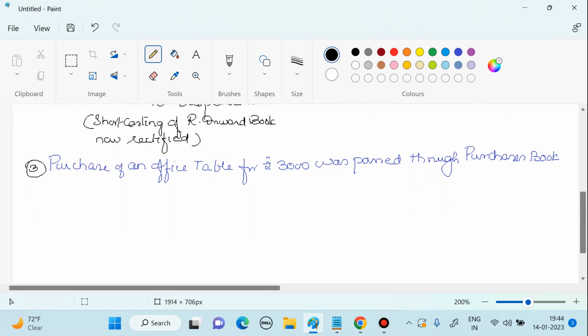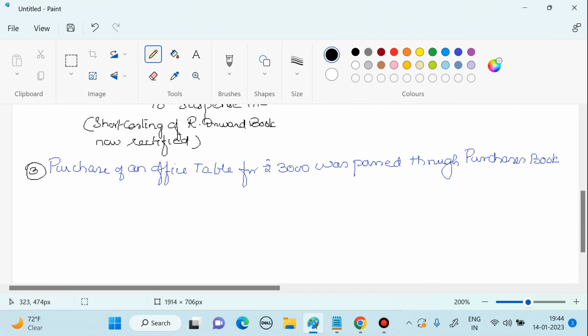What happened was there was a purchase of an office table which is to be debited to furniture account. But as this transaction was passed through the purchase book, it went to the debit of purchases. Purchases means only related to goods, not related to assets. So we have to debit office furniture account which was not debited, and we have to nullify the debit which has gone to purchases by crediting purchases. Correct. Very good.